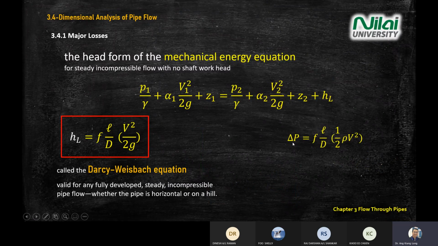Again, be careful calculating delta P. This equation, delta P equal to FL divided by D, half rho V squared, is only for a horizontal pipe. If it's slanted, then you need to refer to the right-hand side of the screen just now. However, HL applies for all conditions. The Darcy-Weisbach equation is not influenced by the orientation of the pipe. However, delta P is. Be careful using these two equations.